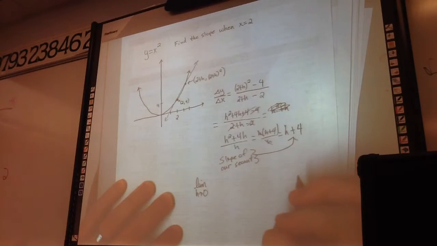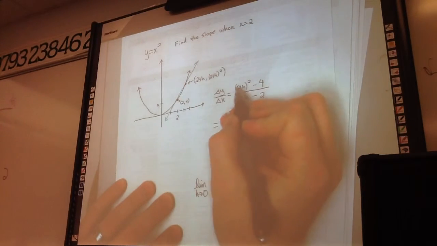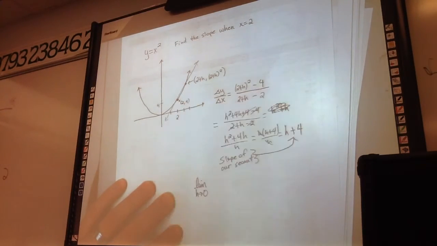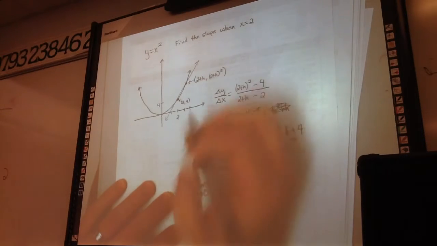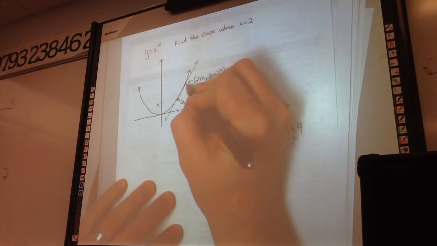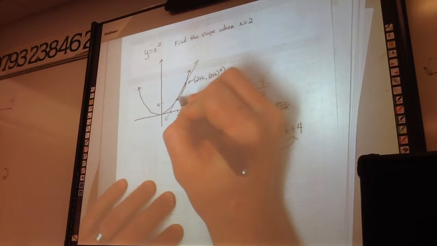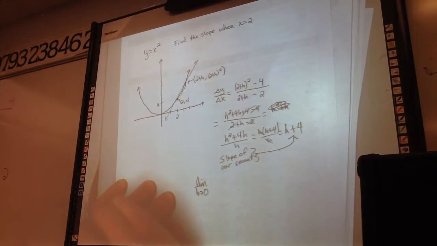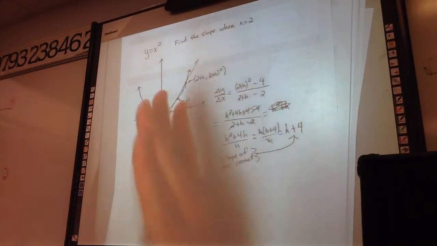Wait, why 0? I thought we wanted 2. Oh, because h is added on to 2. Yes. H is the distance this point is away from this point. So if I can bring this point down, imagine this point going along the parabola, I want to move this point as close as possible to that point, right? Isn't that the limit as h approaches 0?